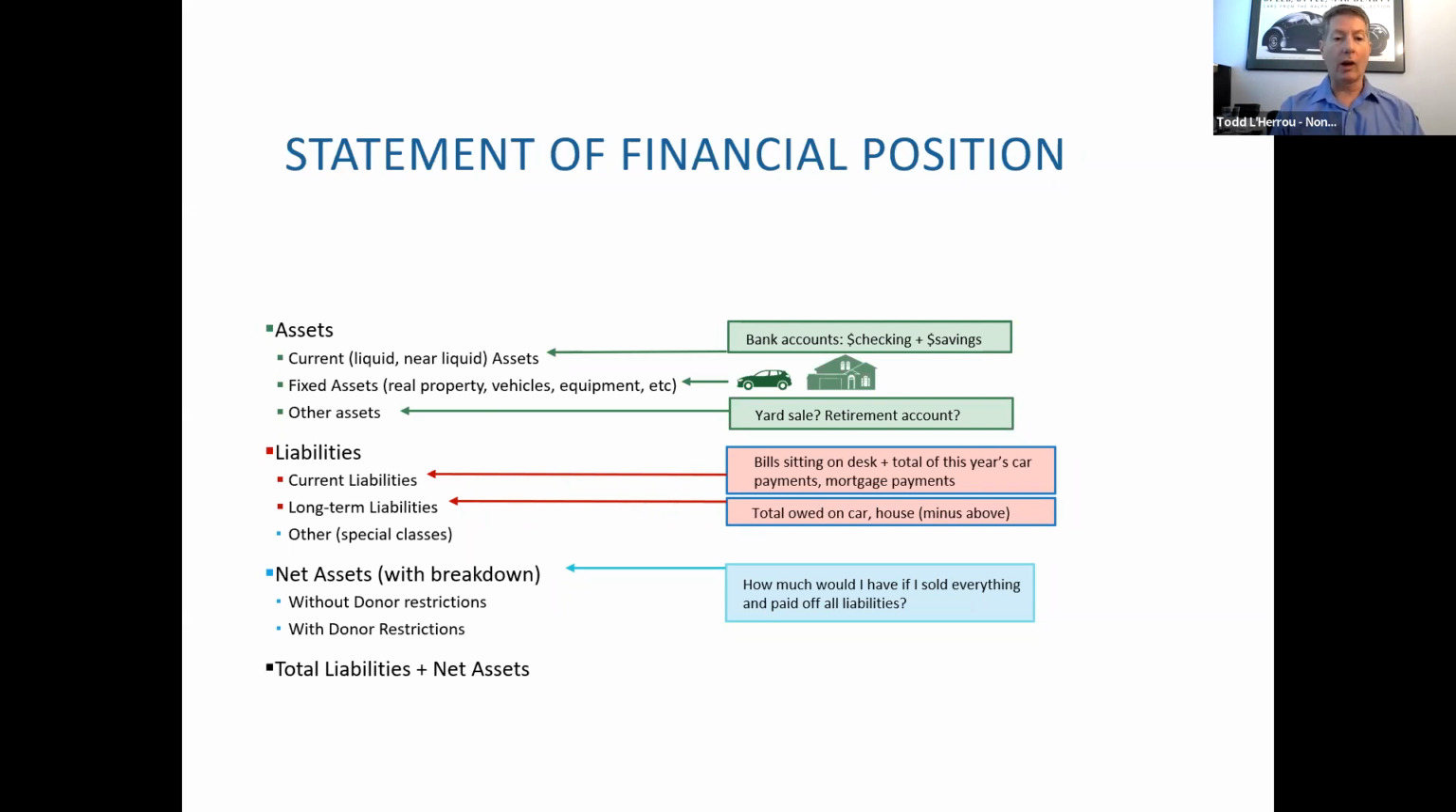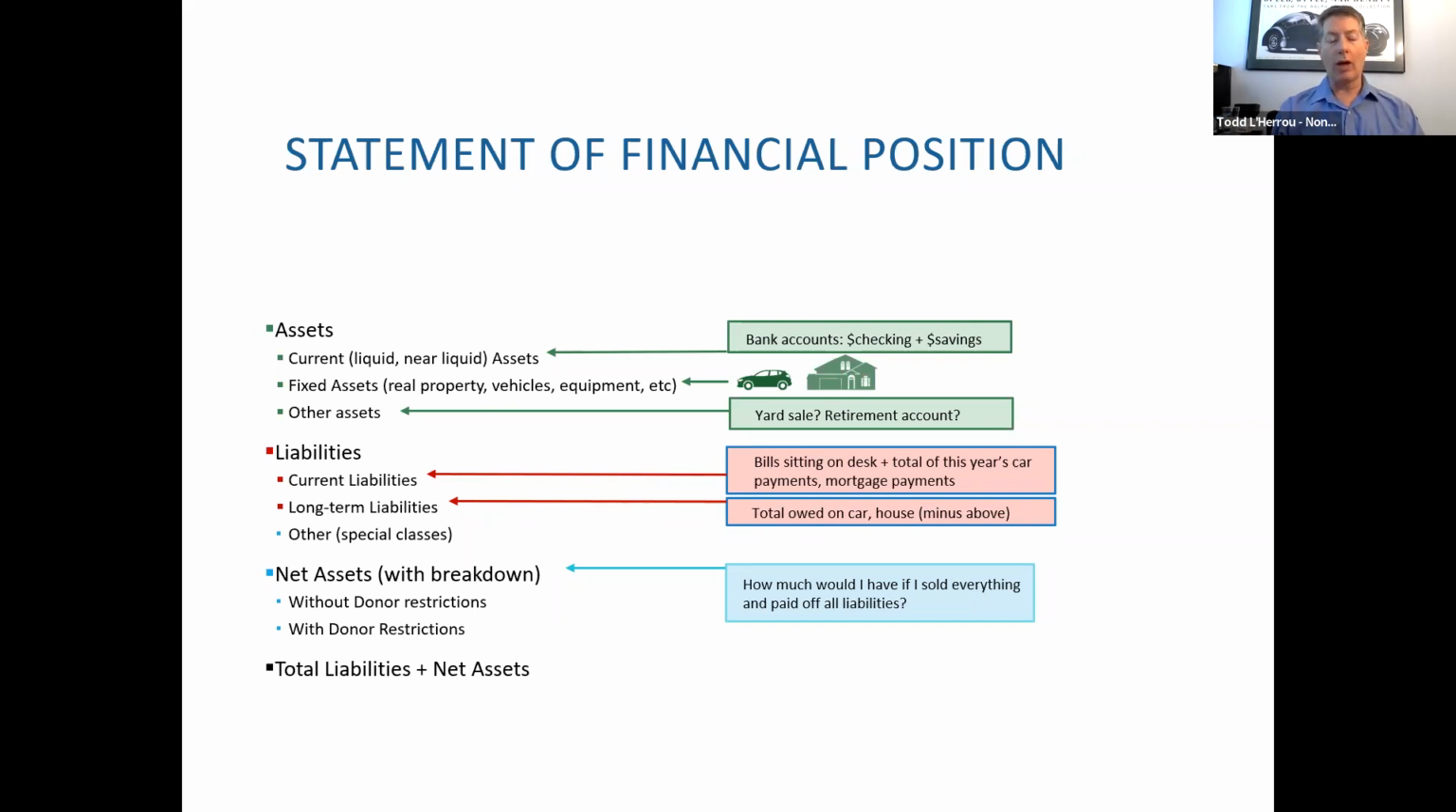Then we take a look at what do we still owe on the car? What do we still owe on the house? Do we have other bills that have to get paid? That would be all of our liabilities. Some of them are short-term liabilities. Those are those bills we have sitting on our desk. Might be this year's car payments and mortgage payments would be considered a current liability, whereas future years might be seen as a long-term liability. So everything other than what we owe this year would be a long-term liability for what we owe on the car, on the house, etc. And there are sometimes special classes of liabilities. One of those special classes we see a lot in nonprofit financial statements is deferred revenue. And I'll talk about that as we go along.